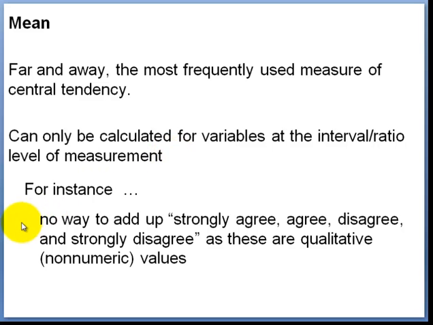For instance, what is the mean of the values strongly agree, agree, disagree, and strongly disagree? These are qualitative values. They're not numeric. One can't add these up to produce a sum, and then one therefore can't divide by the number of cases to come up with an answer that conveys something meaningful.